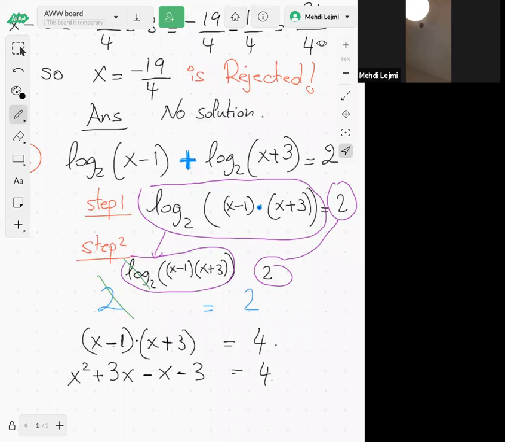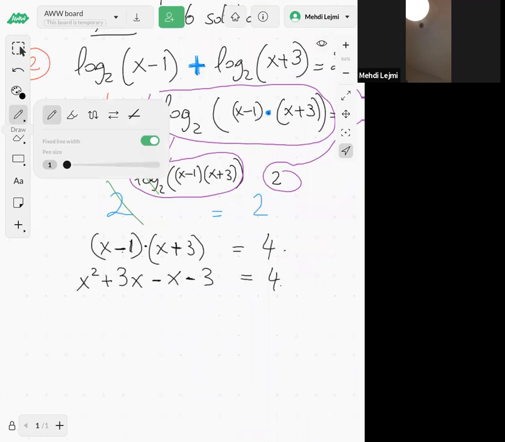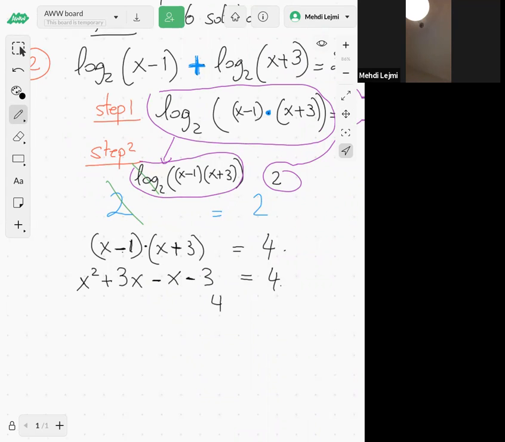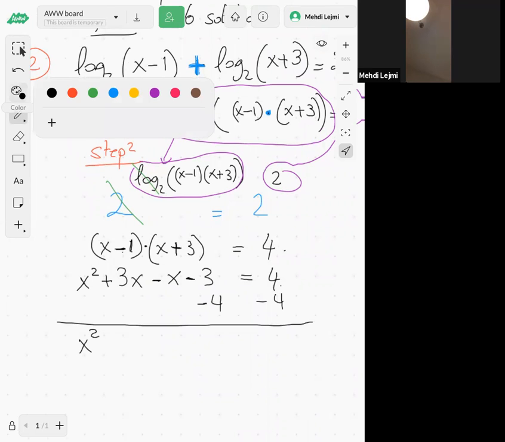All right. And well, I'm going to just subtract 4, so then I can have just a quadratic equation. So on the left I have x squared, and here as you can see plus 3x minus x, that will be plus 2x.